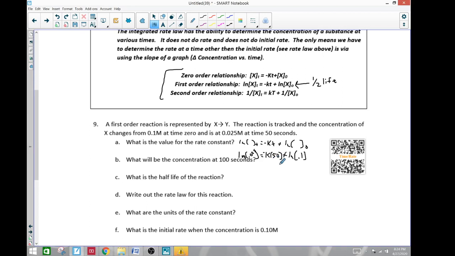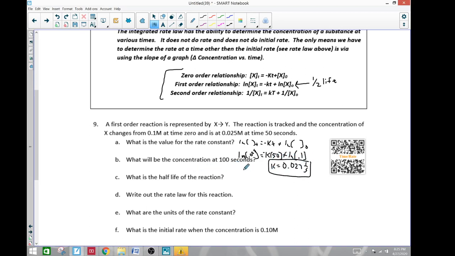All right, k equals 0.027. That's 1 over seconds. All right, there we go.